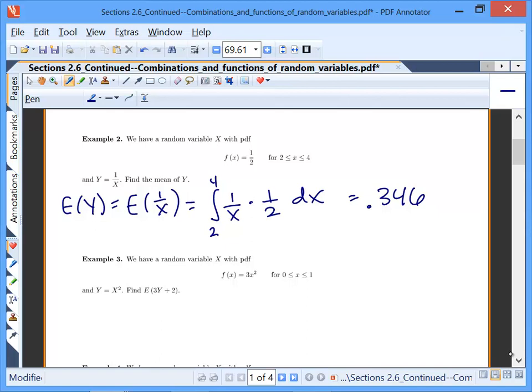This next one, I threw in just a little bit more. So we have, again, a random variable. Here's my PDF, so my f of x is 3x squared for x between 0 and 1. And y equals x squared. We want to find the expected value of 3y plus 2. But what is y? Y is really x squared. So instead of 3y plus 2, could I write 3x squared plus 2? How do you feel about that?